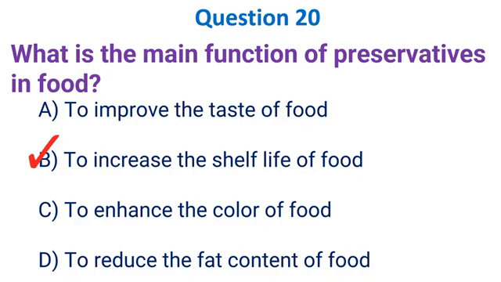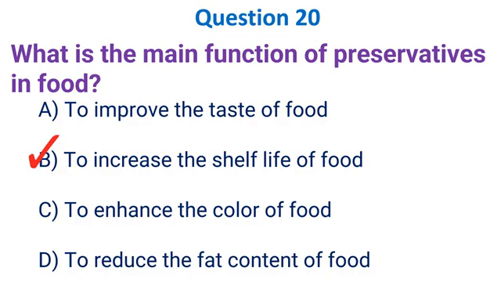The preservatives can be classified into two classes, that is class 1 preservative, which are normally the salt, sugar, and the oils or the vinegar. And class 2 preservatives are mostly the chemical compounds which are obtained from the natural sources, but these can be used in very little quantity, that is in parts per million or ppm. So the main function of the preservatives is to increase the shelf life of the food.